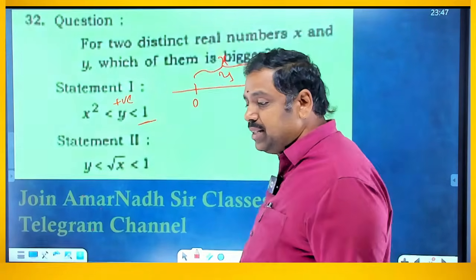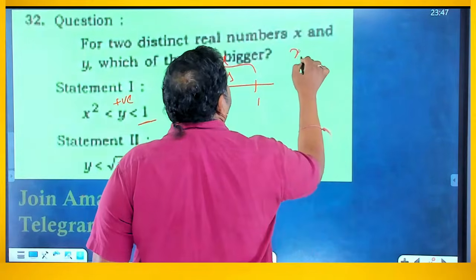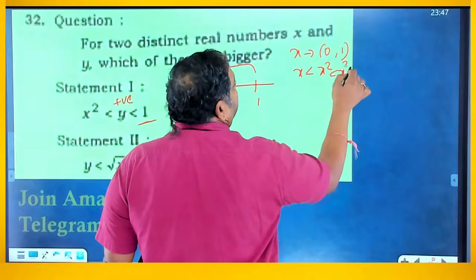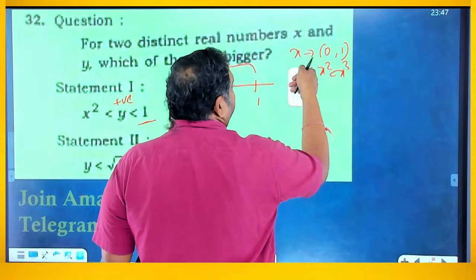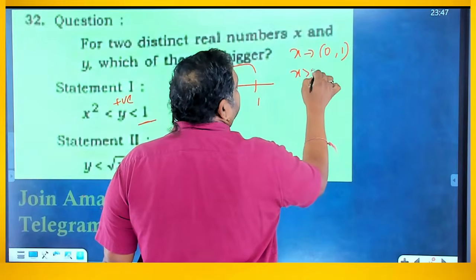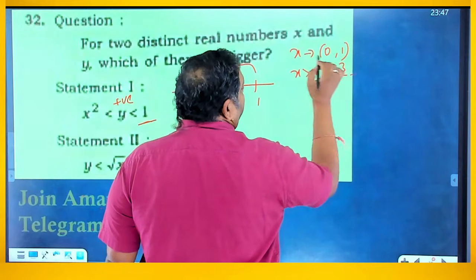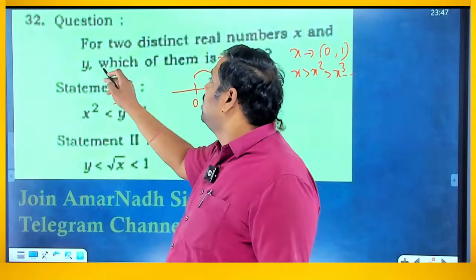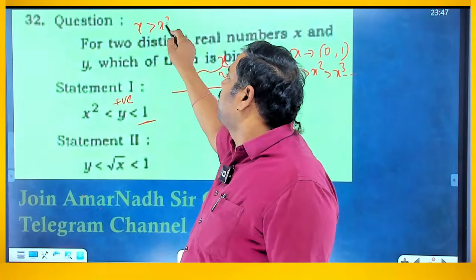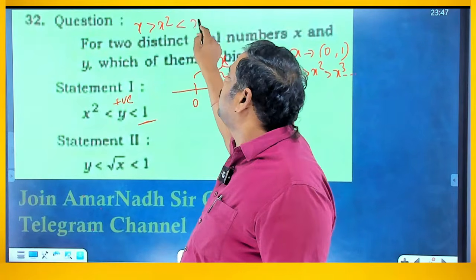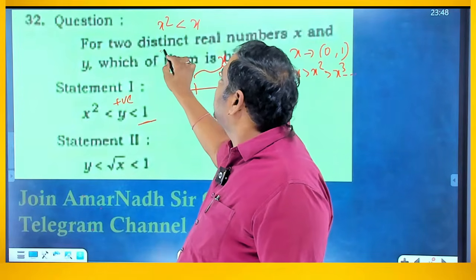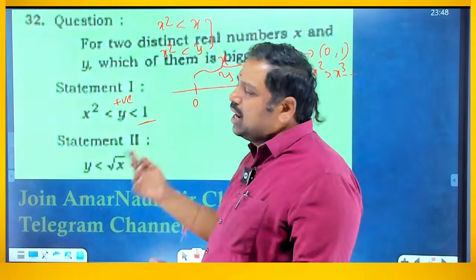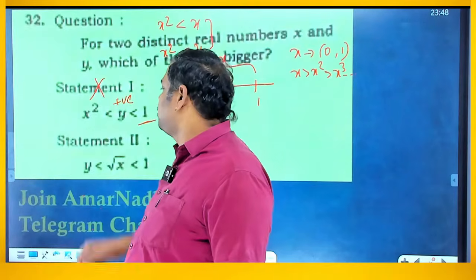As I said earlier, if x is in the range of 0 to 1, then x is greater than x square, which is greater than x cube, and so on. That means x is largest; as the power increases, the value becomes smaller. So x square is less than x. He said x square is less than y. Between x and y, which is greater, I can't say. That's why statement 1 alone is not sufficient.